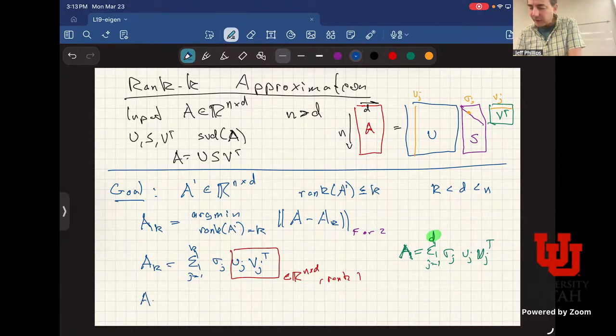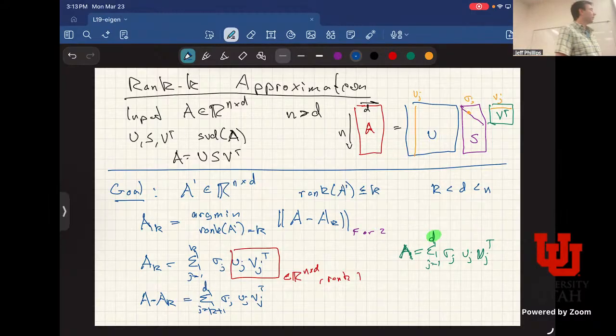And what that means is that A minus A_K, if I subtract these, this is what I'm going to take the norm of. A minus A_K is going to be the sum again over J of sigma_J U_J V_J transpose, but now I'm going to start with K plus 1, and I'm going to go up to D. The terms in this one cancel the terms in the full reconstruction, and I just get the leftover stuff.